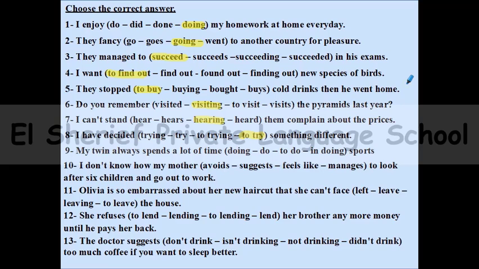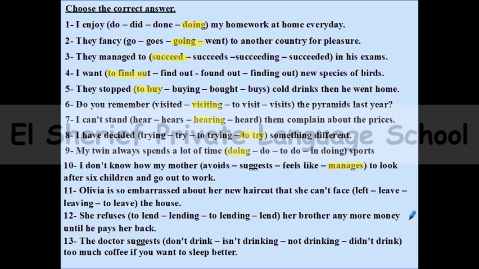Number 9, my twin always spends a lot of time blank. So the main verb here is spend. So spend is one of the verbs which are followed by ing. Yes, great, doing. Number 10, I don't know how my mother manages to look after 6 children and go out to work. So he wants to say how my mother is able to do this action. So the verb manages means to be able to do something.